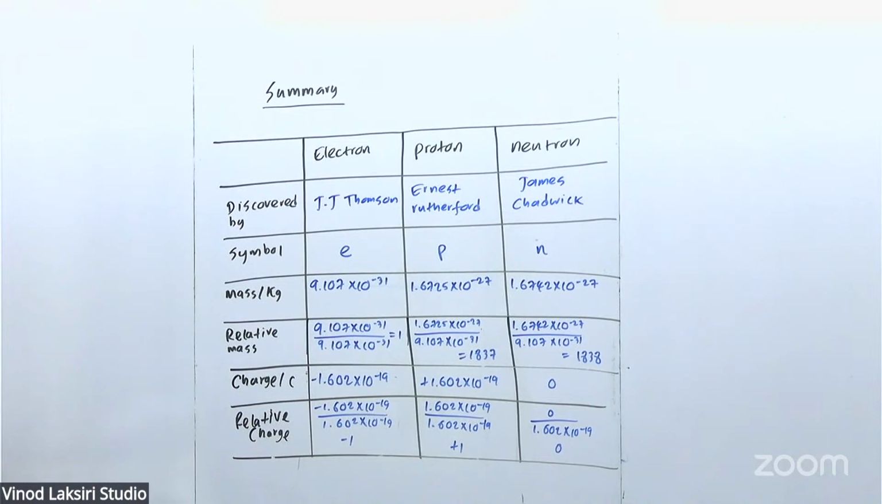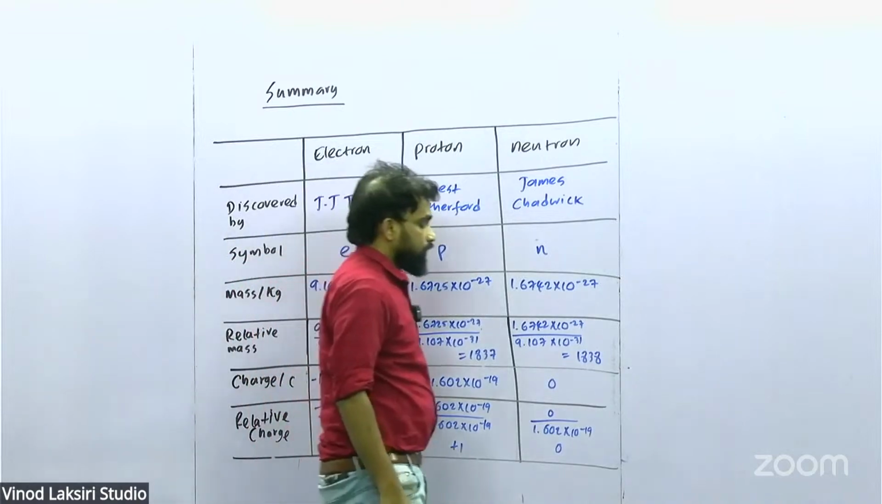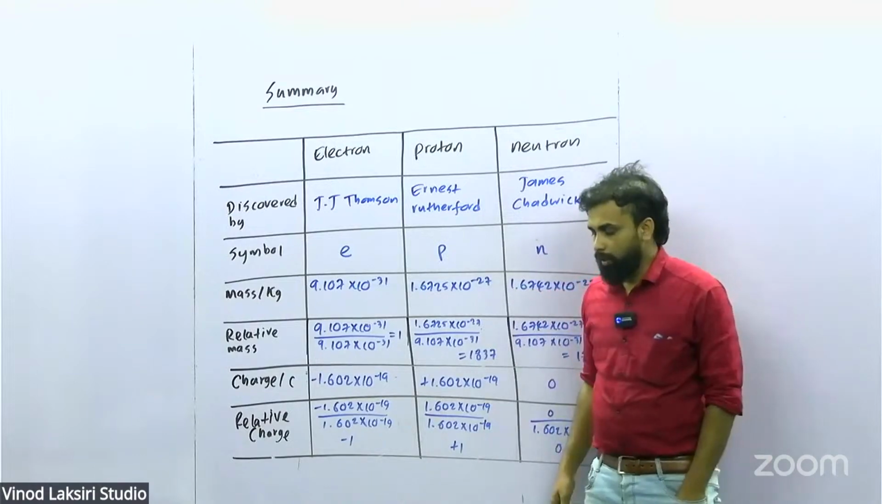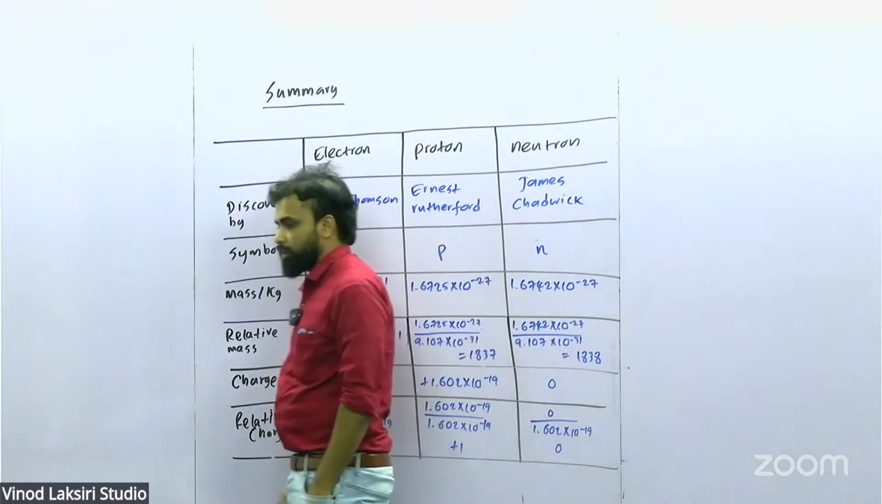So these mass values, no need to memorize, right? You have to memorize the relative charge, relative mass, the symbol, and the scientist who discovered the electron, proton, and neutron. Right. So now the discovery of electron, proton, and neutron part is finished, and John Dalton's atomic theory is finished. So next, we can start to discuss the questions, right?